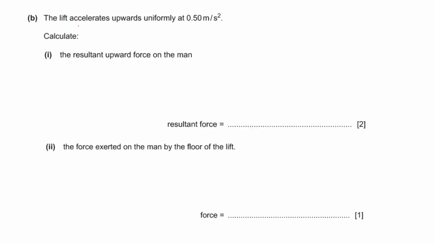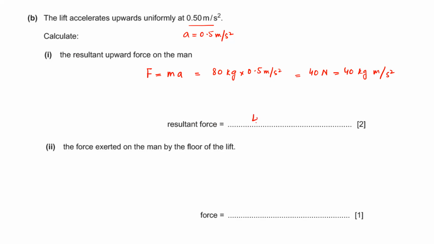Next part. The lift accelerates upwards uniformly at 0.5 meters per second squared. Calculate the resultant upward force on the man. So the resultant upward force will be mass times acceleration. Mass is 80 kg multiplied by acceleration 0.5 meters per second squared. This comes out to be 40 newtons. Kg meters per second squared is newtons, so both the units are the same. So the resultant force acting on the man is 40 newtons.